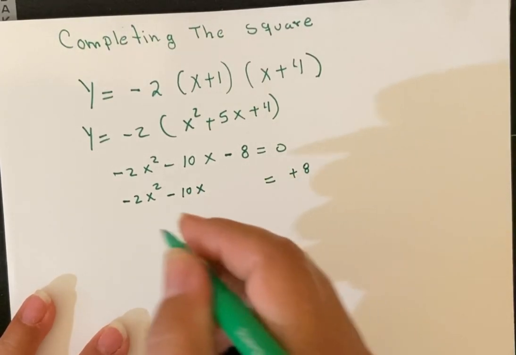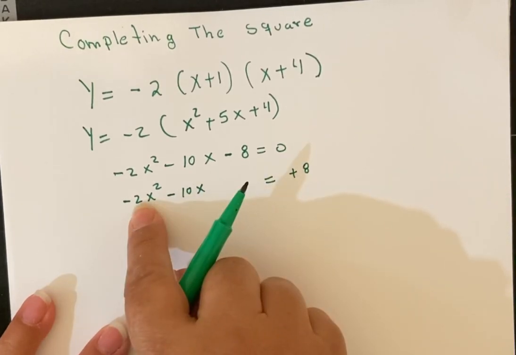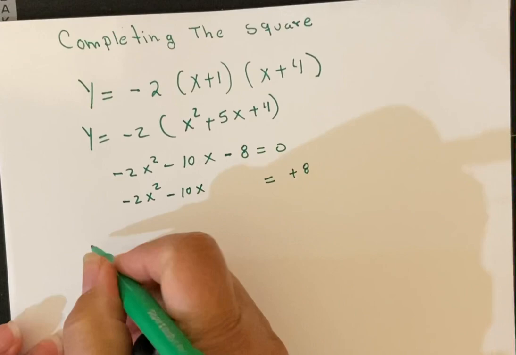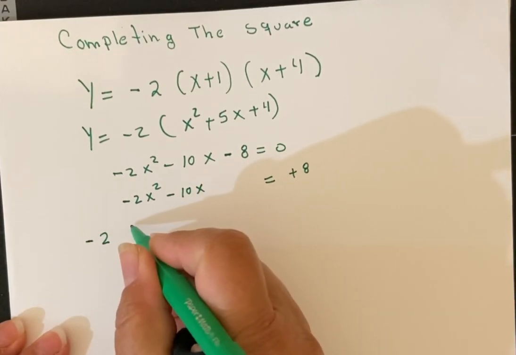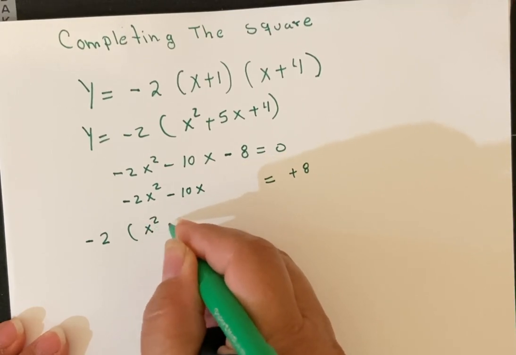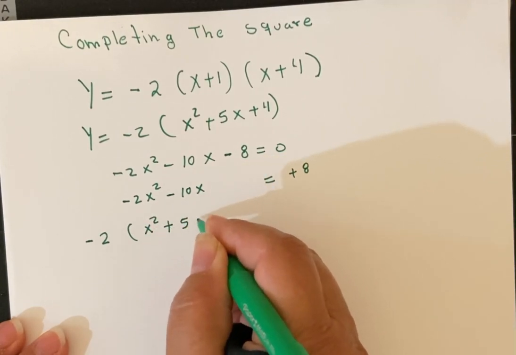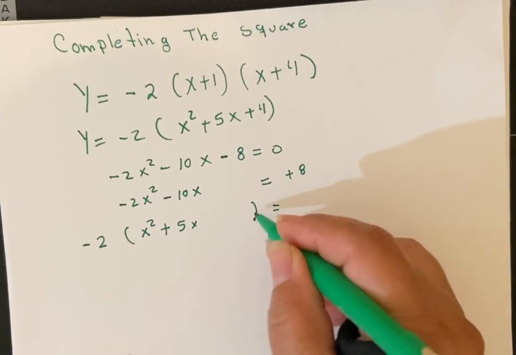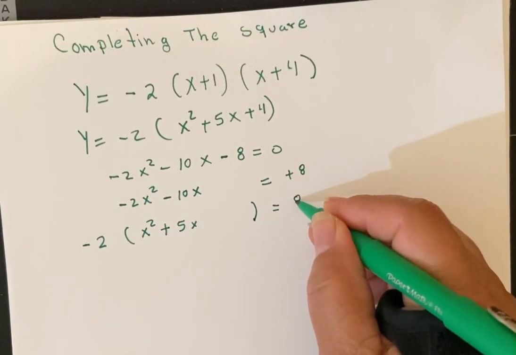Oh, but before I do that, I'm going to factor -2 from this side. Only from this side. So -2, and this will be x squared plus 5x. And then I'm gonna close those parentheses right there, and then plus 8.